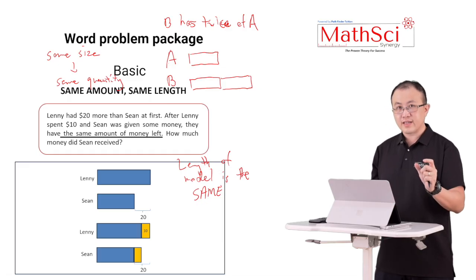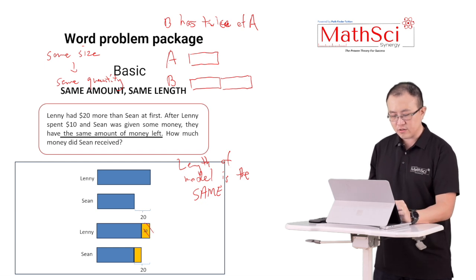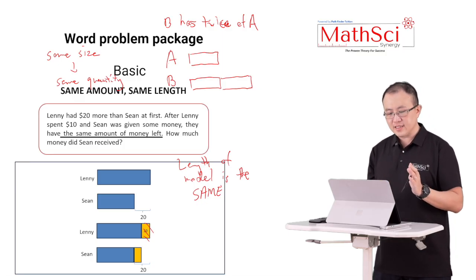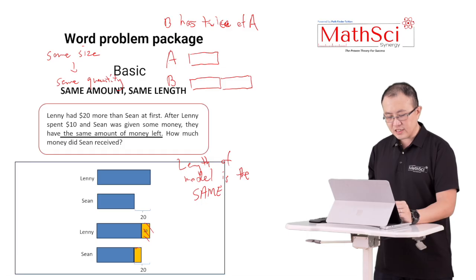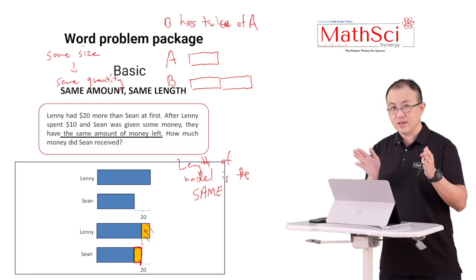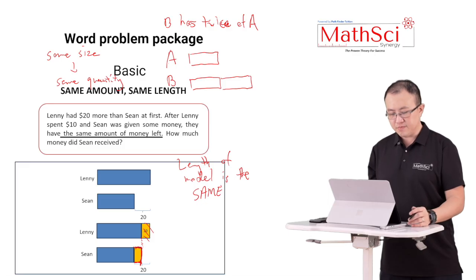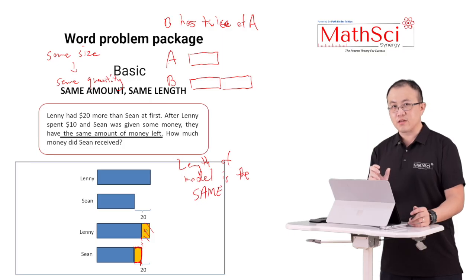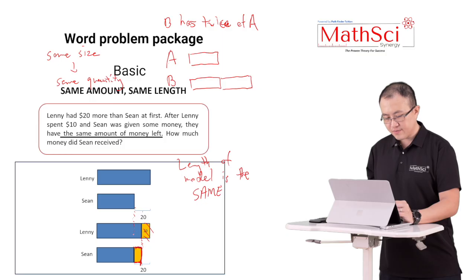If I include the quantity changes now, for Lenny it's a decrease. In fact, this $10 is no longer present because he has spent it. But in order for Sean to have the same amount of money as Lenny, this amount must increase. So this is the extra part that Sean has gotten. At the end of the day, if I draw a dotted line, it will be aligned to show that the length of the model for Lenny and Sean is entirely the same. But the difference of 20 at the start still remains. We're going to make use of that together with the $10 to figure out how much Sean actually got at the end of the day. So the difference is 20 at the start, if I draw a dotted line here.